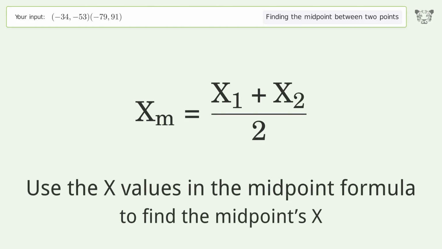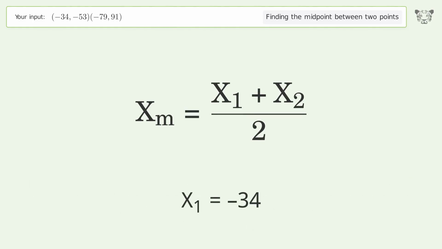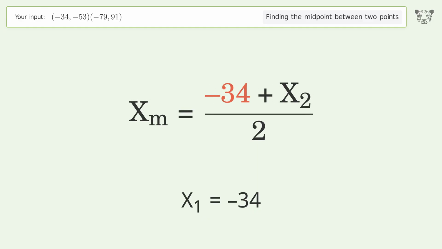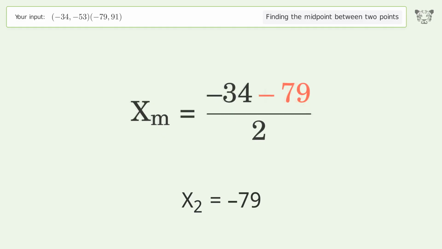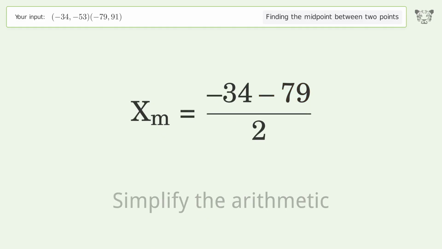Use the x values in the midpoint formula to find the midpoints x. x1 equals negative 34. x2 equals negative 79. Simplify the arithmetic.